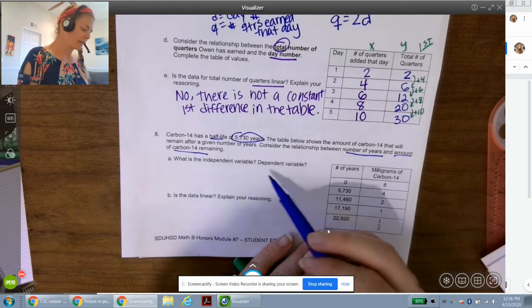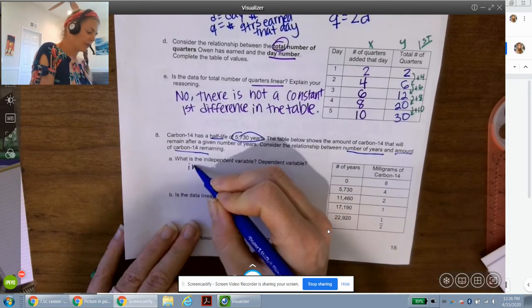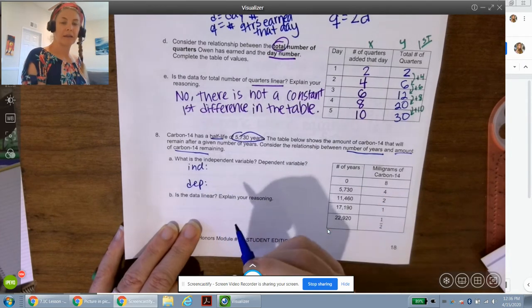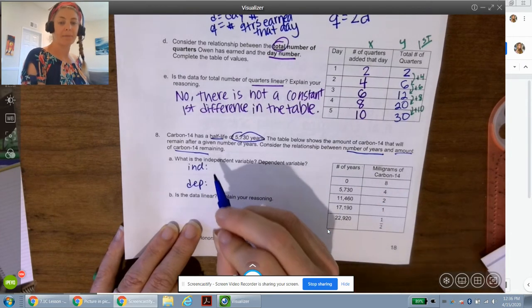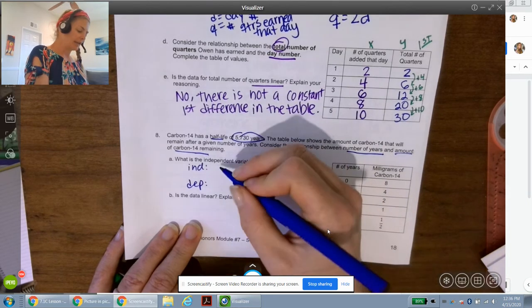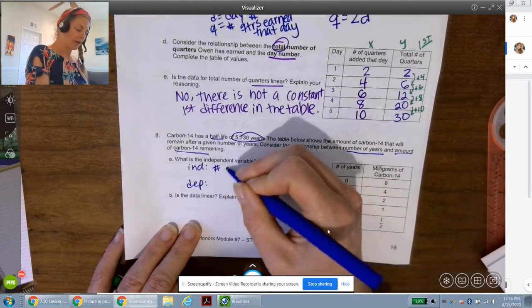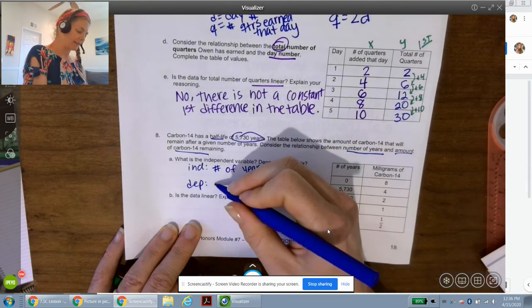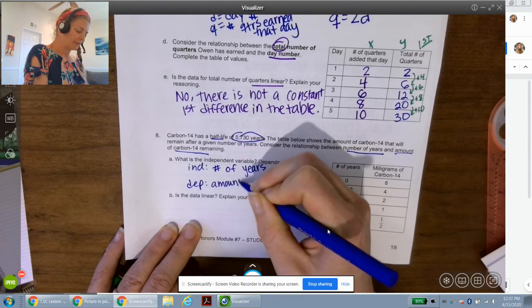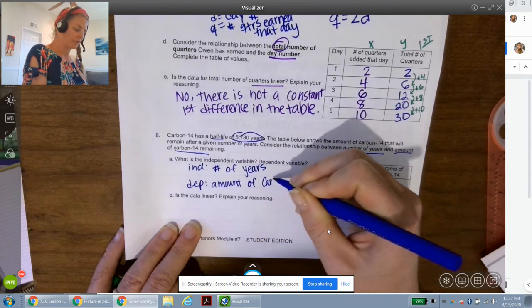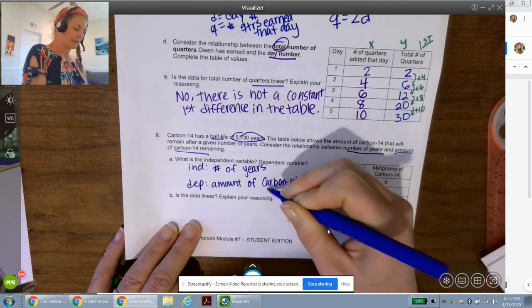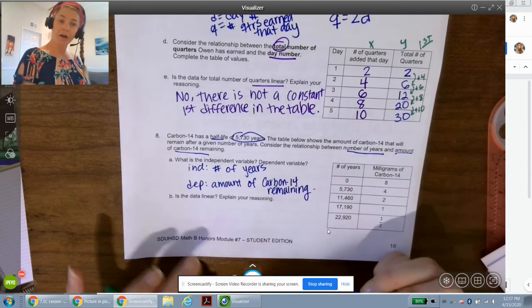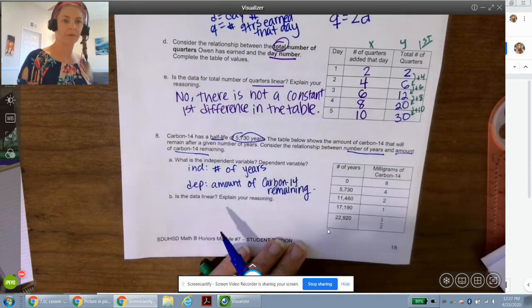Okay, so what is the independent variable and what's the dependent variable? Well, what depends on what? The amount of carbon-14 remaining depends on the number of years. So the independent is the number of years, and the dependent is the amount of carbon-14 remaining. Obviously, there's a lot of different types of carbon, so we're just testing carbon-14 here.